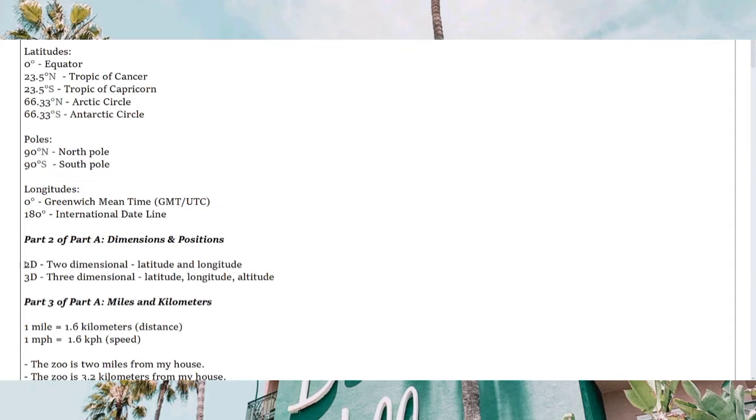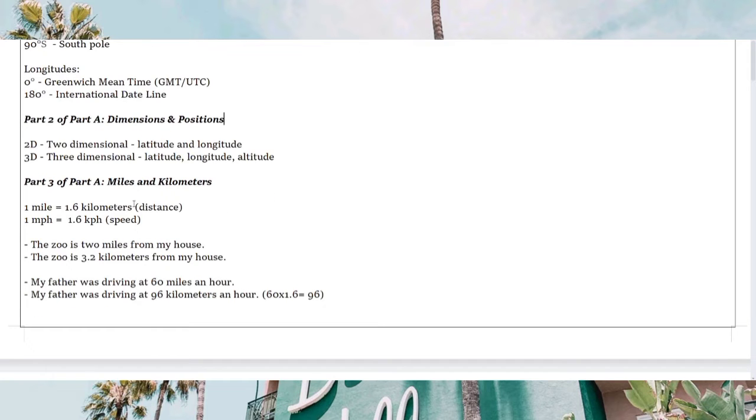Okay, so 2D is two-dimensional. If your position is 2D, you just need a latitude and a longitude. However, if your position is three-dimensional, 3D, you need a latitude, a longitude, and an altitude. That is your height. How high are you from the surface of the earth? That's known as the altitude.